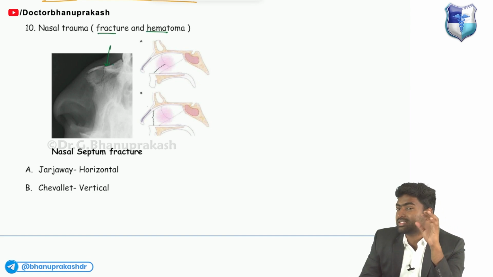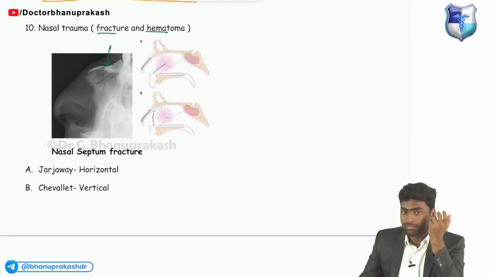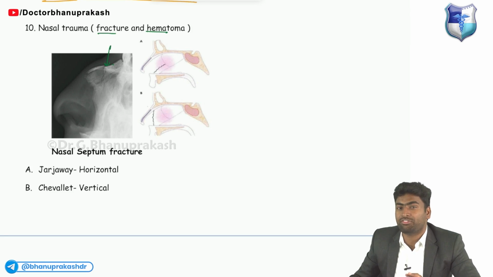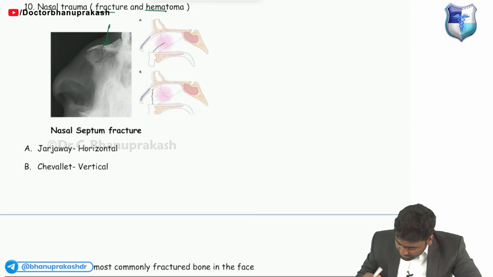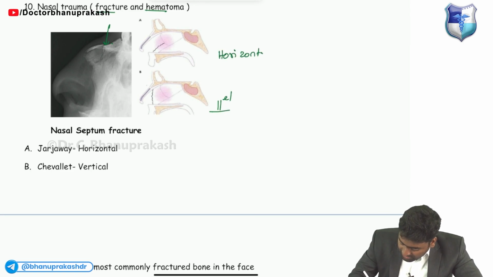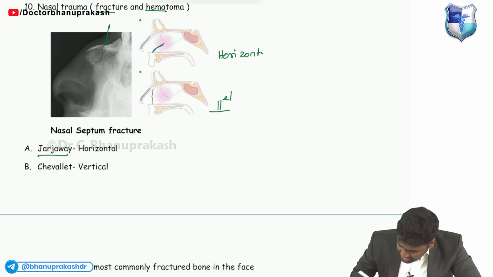If there is any nasal fracture, like this we see, right? If you smother someone with a pillow, even then the nose bone will fracture. So in such cases, first we need to see what the types of nasal bone fractures are. Okay? If the fracture line is horizontal, then it is what? Then it is the Jarjavay fracture.